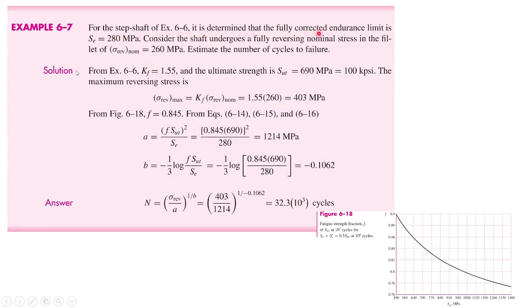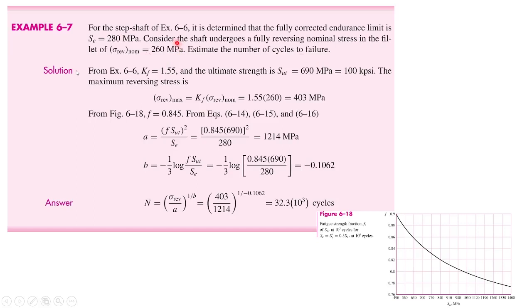It is determined that the fully corrected endurance limit is 280 megapascal. This is SE and not S-E. Fully corrected. Consider the shaft undergoes a fully reversing nominal stress in the fillet of 260 megapascal. So this is the value of the nominal stress that would be acting in the fillet. Estimate the number of cycles to failure.